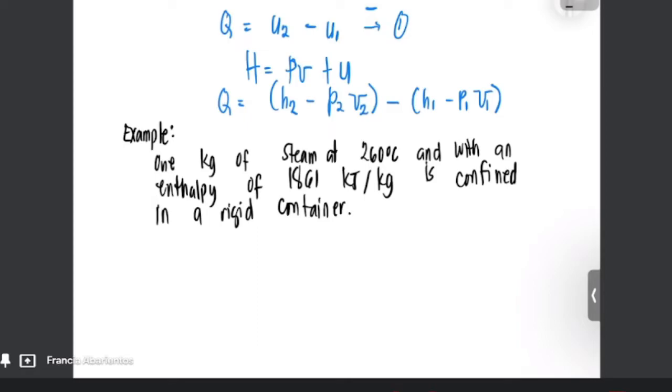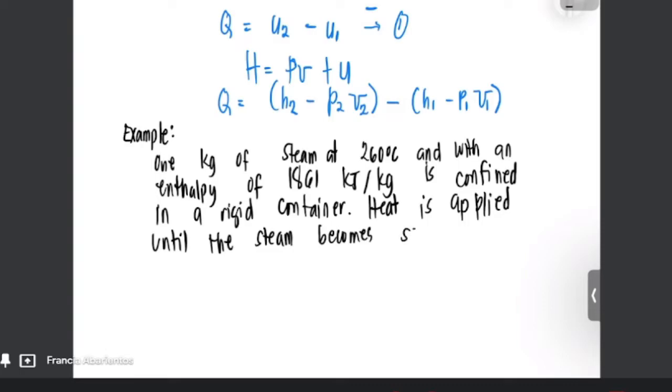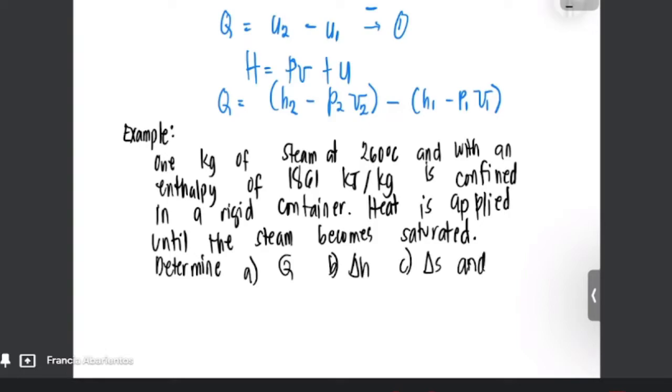In a rigid container, heat is applied until the steam becomes saturated. Okay, so take note of the word saturated. We need to determine the heat, the change in enthalpy, and the change in entropy, as well as the final temperature.